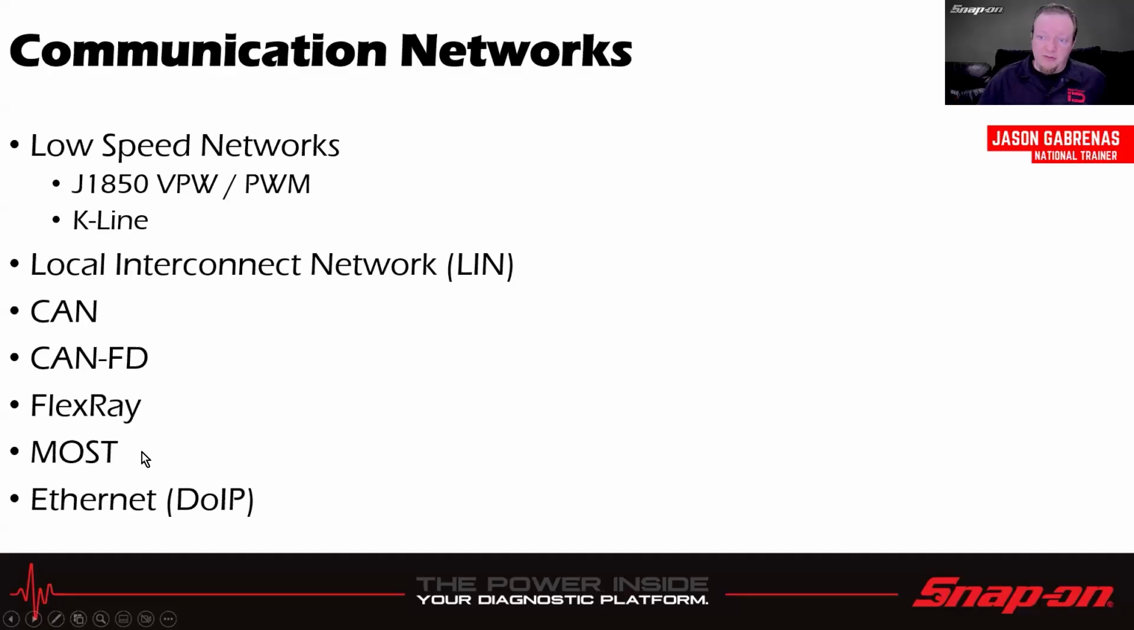Then we have MOST, which is Media Oriented Systems Transport. That is for media, like CD players and radios and amplifiers and things like that. And then Ethernet, which is that DoIP. That is actually using Ethernet in a vehicle, just like you might have in the walls of your house or the walls of your shop. So it's the same type of protocol, and it's much faster and much more efficient for transporting all the data that we have in cars nowadays.